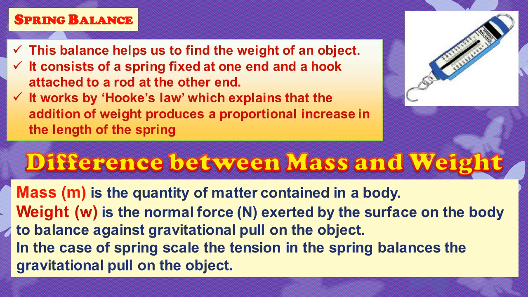And what do you mean by weight, which is denoted by the symbol W? It is the normal force N exerted by the surface on the body to balance against the gravitational pull on the object. Each and every object in this world will have a gravitational pull. In the case of a spring scale, the tension in the spring balances the gravitational pull of the object.